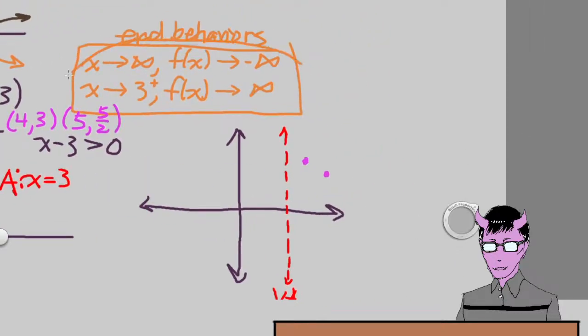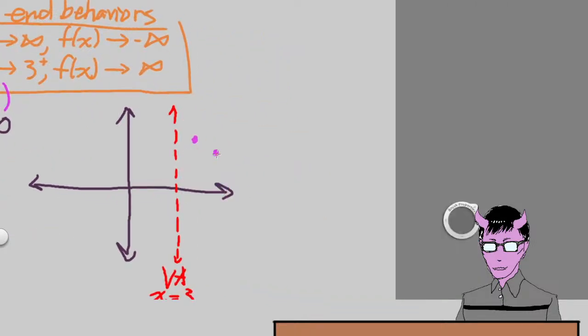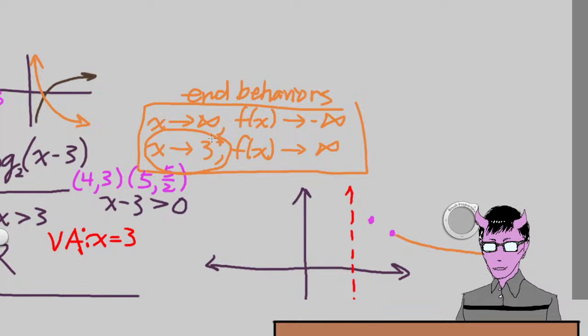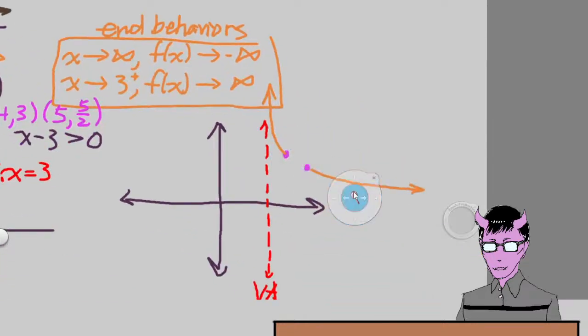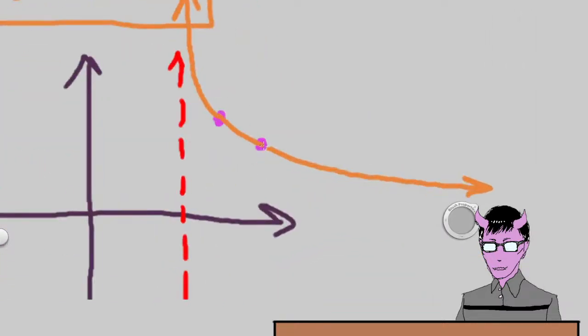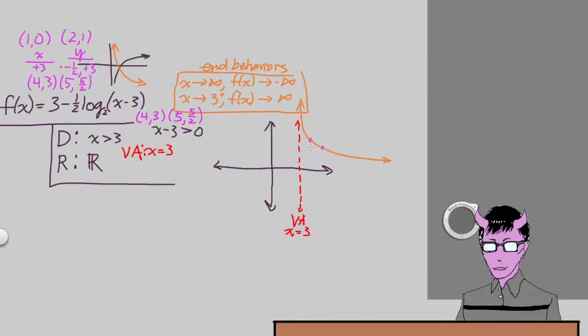And then 2 anchor points are done. Now we just have to reconcile the end behaviors. As x gets bigger, y gets smaller. So after this point, as x gets bigger, y gets smaller. As x approaches the wall from the right-hand approach, because it's plus, the y values explode upwards. So as we get closer to the wall, the y values explode upwards. And then, mind the gap. We're good to go. That's the graph.